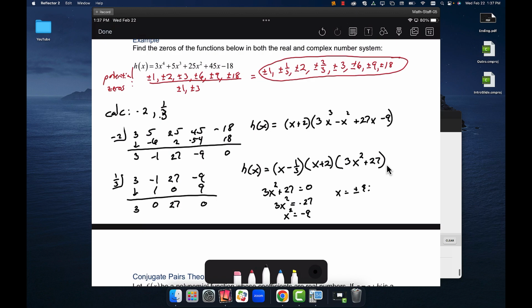So notice we have 2 real zeros, and we have 2 imaginary zeros. -2 and 1/3 are actually x-intercepts. The plus or minus 3i are zeros, but they're not intercepts. Those are imaginary zeros.